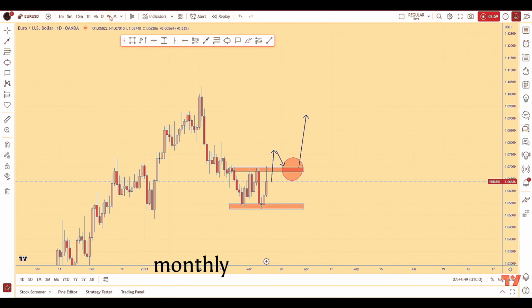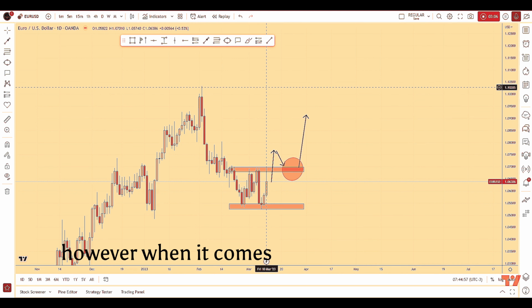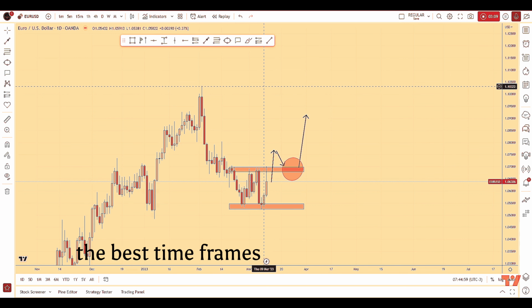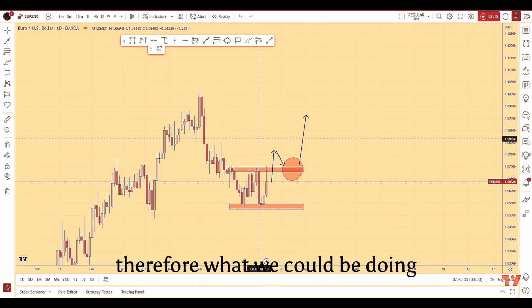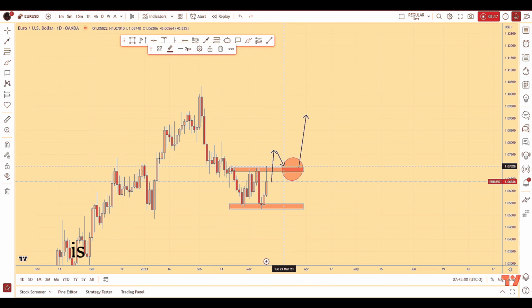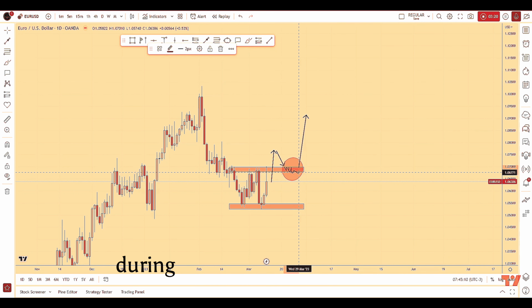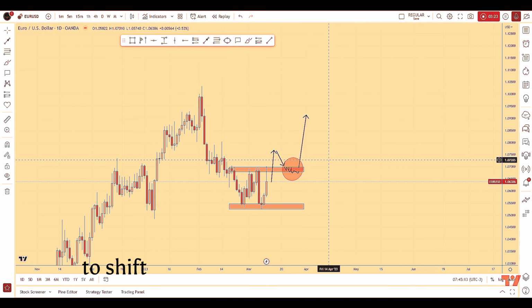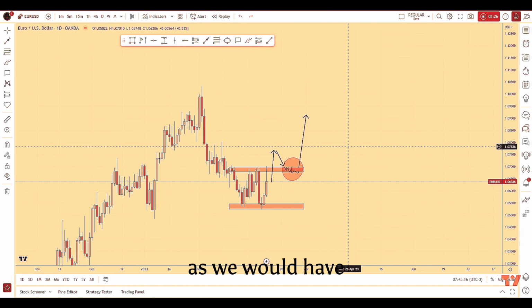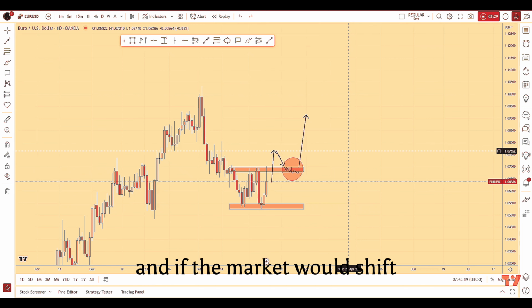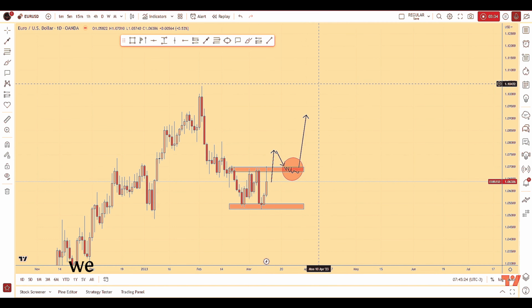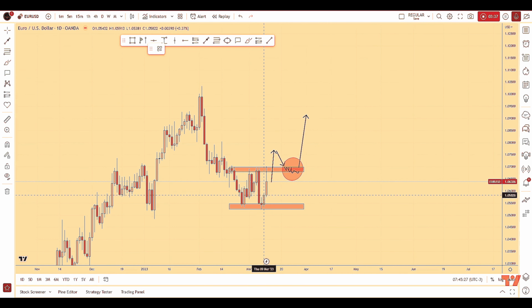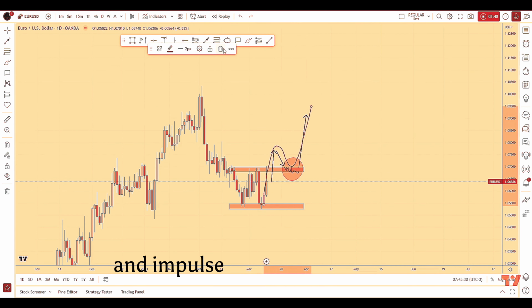Now, as usual, monthly, weekly, and daily, those are the best time frames from a directional perspective. However, when it comes to confirmations and entries, the best time frames are the intraday time frames, so 4 hour and lower. Therefore, what we could be doing, potentially also with students, is monitoring price action from an intraday perspective during this move to the downside, waiting for the market to shift from an intraday bearish market, as we would have, to an intraday bullish market. And if the market would shift from an intraday bearish to bullish market and provide to us one of our valid entries, at that point we could be looking for a potential rejection to the upside for the market to complete this impulse correction and impulse pattern to the upside.